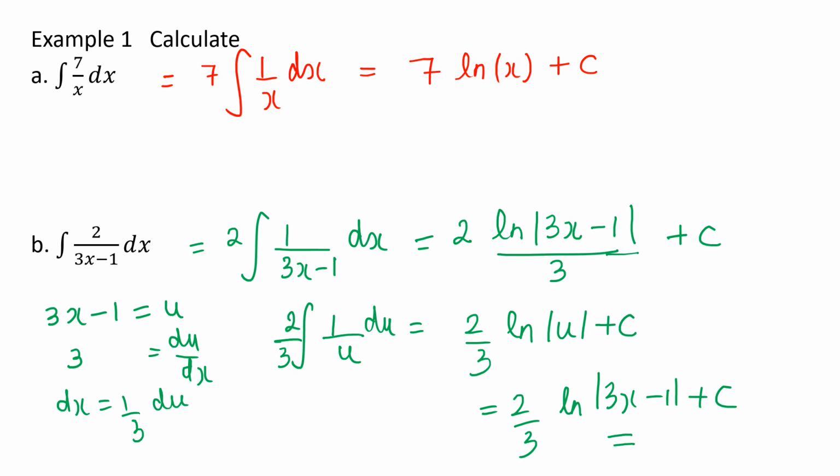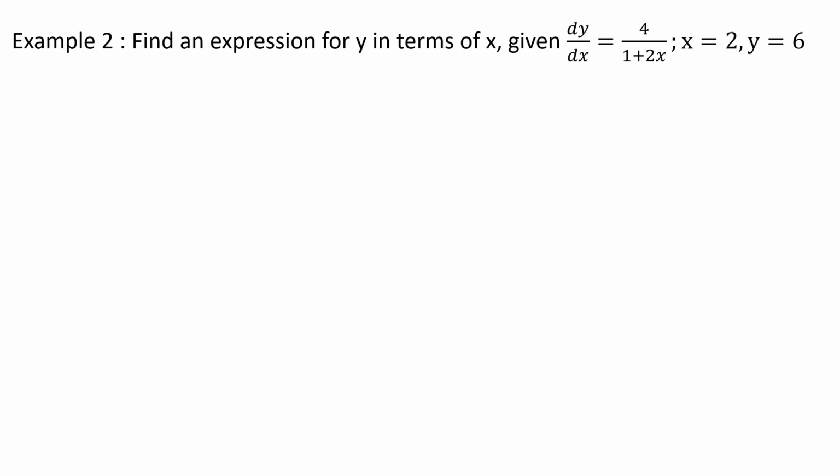More examples. In my last example here, we need to find an expression for y in terms of x. So what they want is y equals something with an x on the right hand side. So what we're going to do is use this given expression in the question. They've given us dy over dx as 4 over 1 plus 2x. They've also given us a condition: when x is 2, y is 6.